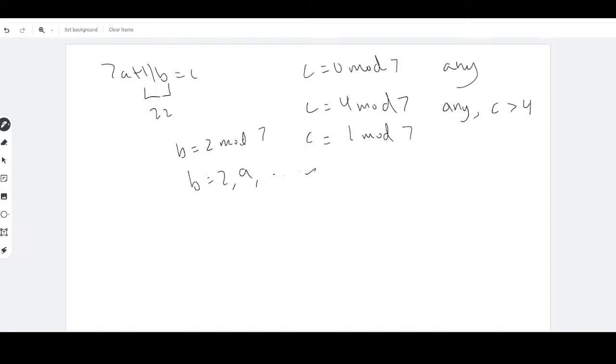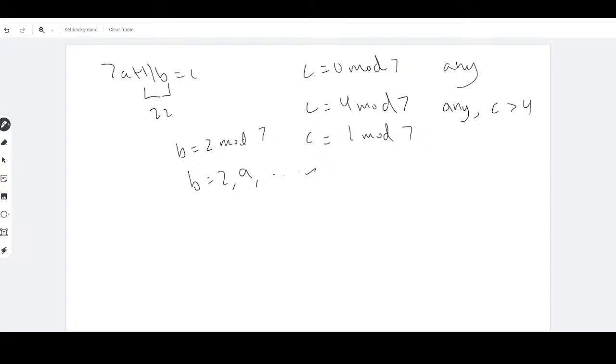Okay, so yeah. We're working with C is 1 mod 7, so B has to be 2 mod 7. So the minimum of B would be 2. So then the minimum of 11B would be 22, right? So then C has to be 22 or greater, right? C has to be 22 or greater.